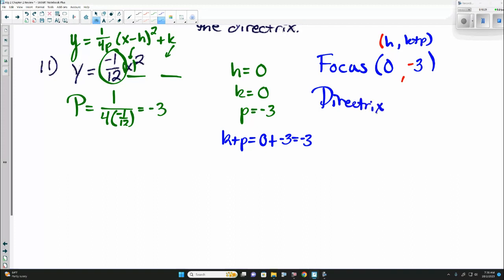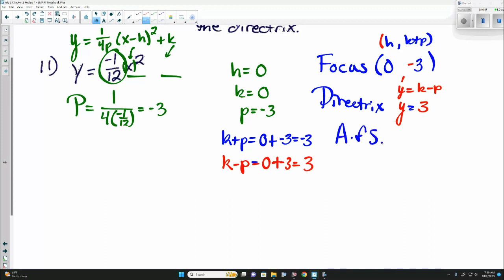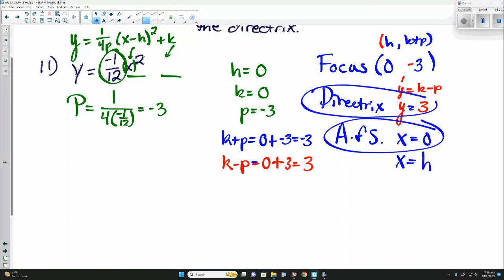Our directrix is the equation y equals k minus p. So we can calculate it, k minus p, plug in the values of k and p, negative, negative make a plus, giving us plus 3. So we have directrix, focus, and the last piece is axis of symmetry, which in our case is x is equal to h. H value is 0, and that's all we're looking for here.